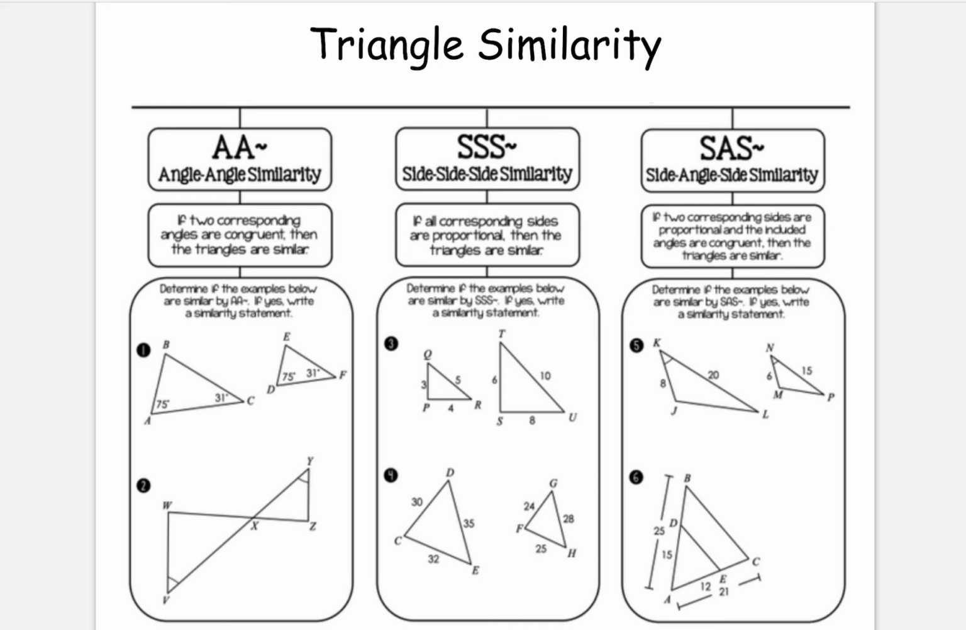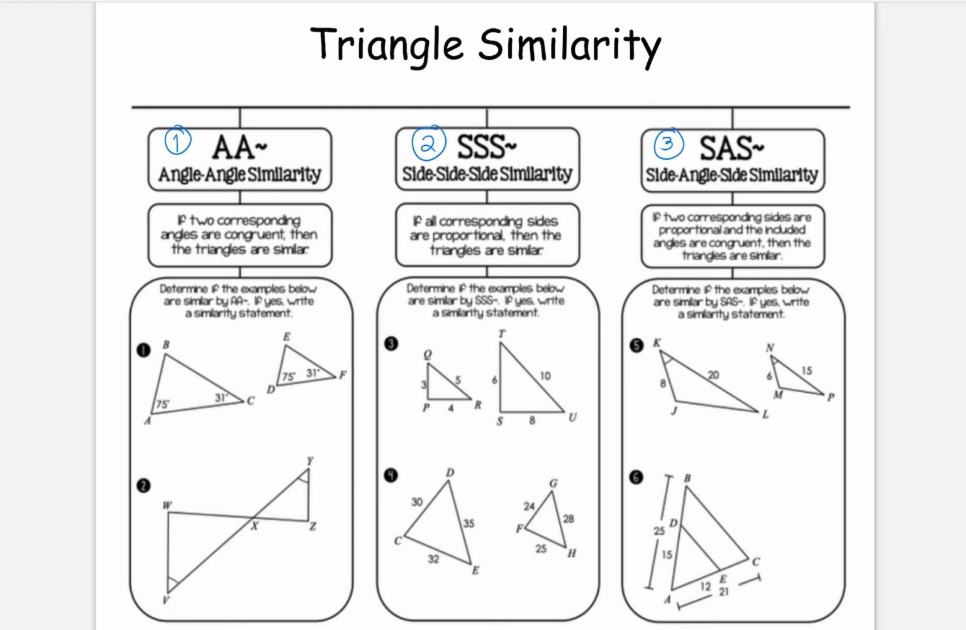In this video, we are going to talk about triangle similarity. There are three types of triangle similarity. The first one is AA, which stands for angle-angle similarity. The second one is SSS, which represents side-side-side similarity. And the third one is side-angle-side similarity.